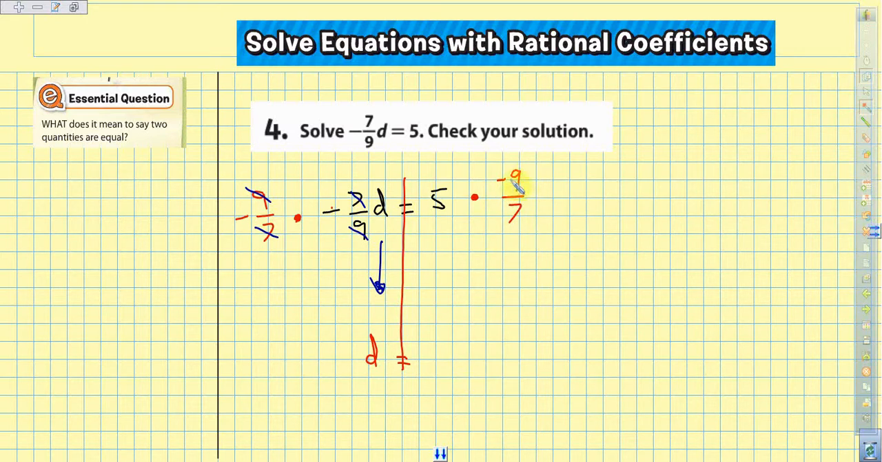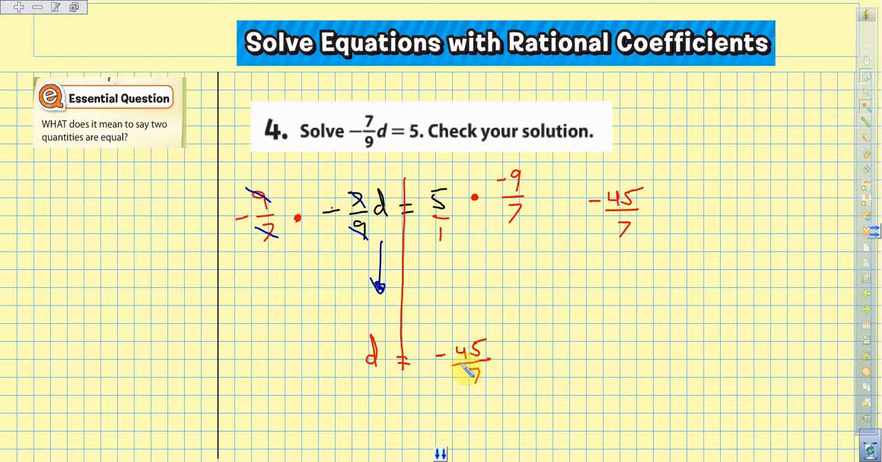Okay, so a couple of things that we need to do. First thing we need to do is we need to make this 5 into a fraction. 5 over 1. Okay, second thing we need to do is just multiply straight across. I know that this is going to be negative. 5 times a -9 is -45. 1 times 7 is 7. So my answer is going to be -45 over 7.